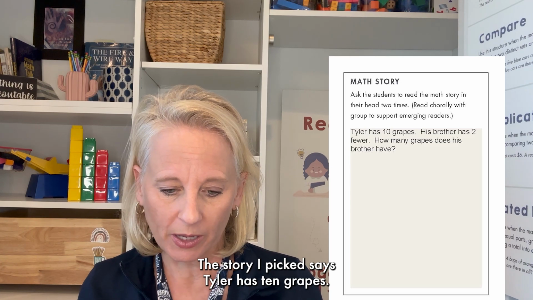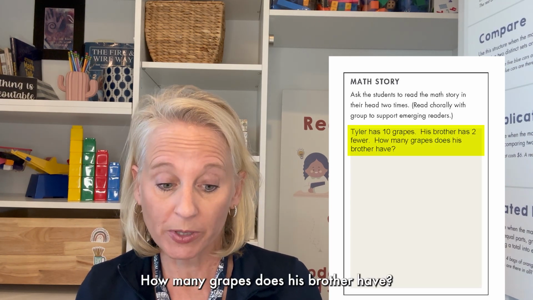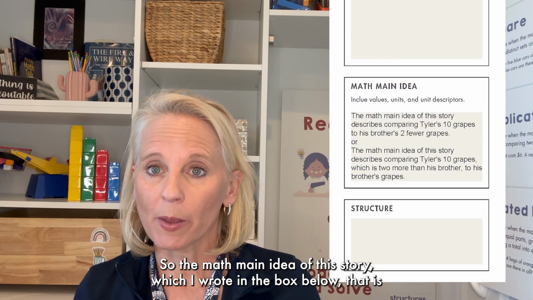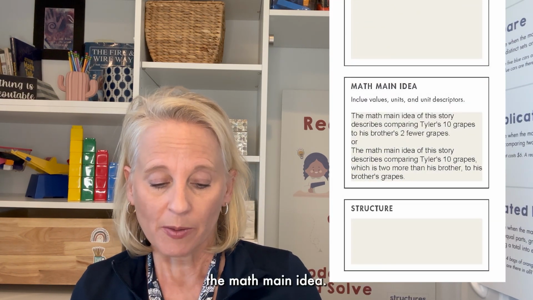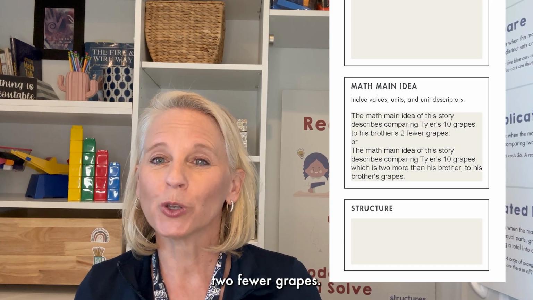The story I picked says, Tyler has 10 grapes, his brother has 2 fewer. How many grapes does his brother have? So the math main idea of this story, which I wrote in the box below that, is the math main idea of this story describes comparing Tyler's 10 grapes to his brother's 2 fewer grapes.